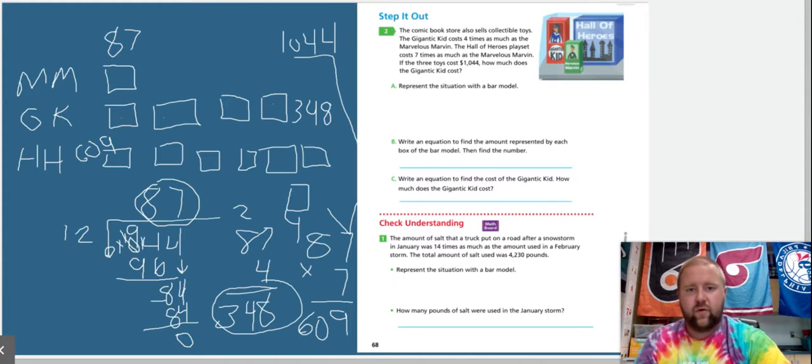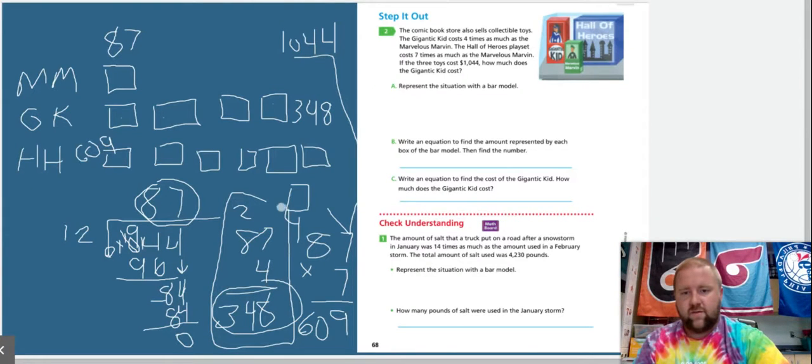So when we look through here, it tells you to write an equation, which we did. We did 1,044 divided by 12. And then it says write an equation to find out the cost of the Gigantic Kid. How much does the Gigantic Kid cost? And that's what we did down here for the Gigantic Kid. We did 87 times 4 to find out the cost of the Gigantic Kid.